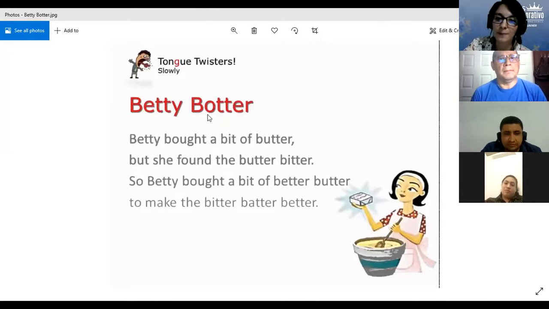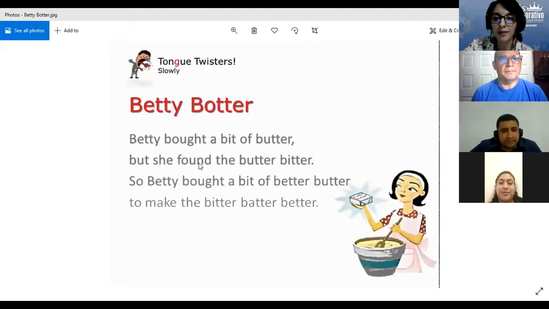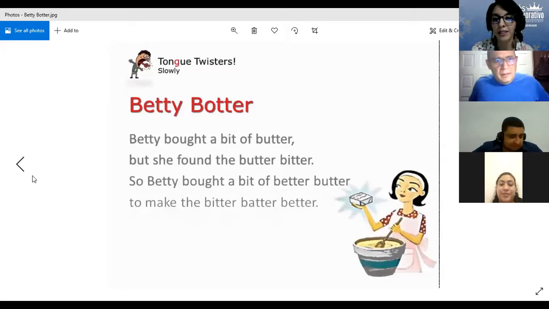Betty bought a bit of butter, but she found the butter bitter. So Betty bought a bit of better butter to make the bitter butter better. Okay, again, I'm going to repeat. Okay, Vladimir, I understand. Go ahead. So again, Betty bought a bit of butter, but she found the butter bitter. So Betty bought a bit of better butter to make the bitter butter better. So now fast. Betty bought a bit of butter, but she found the butter bitter. So Betty bought a bit of better butter to make the bitter butter better.